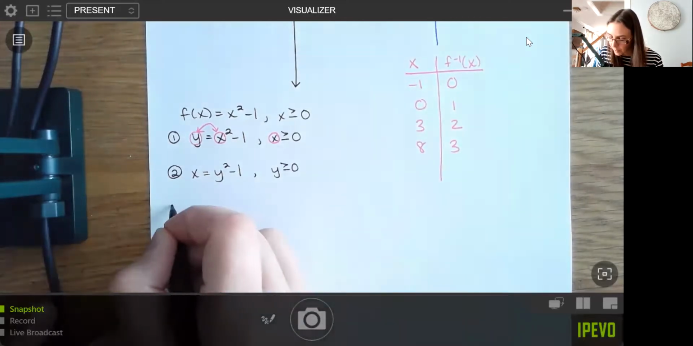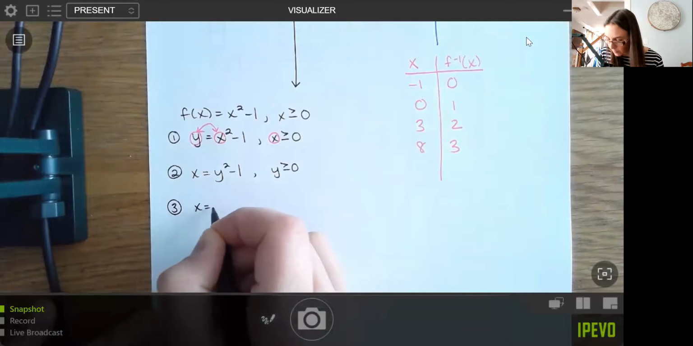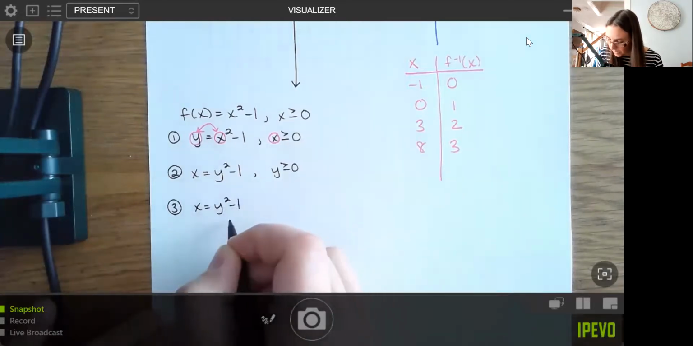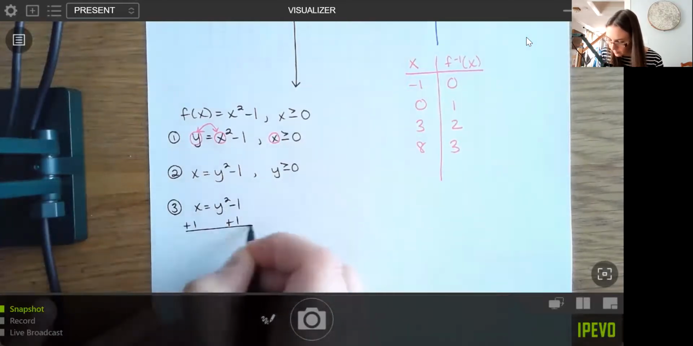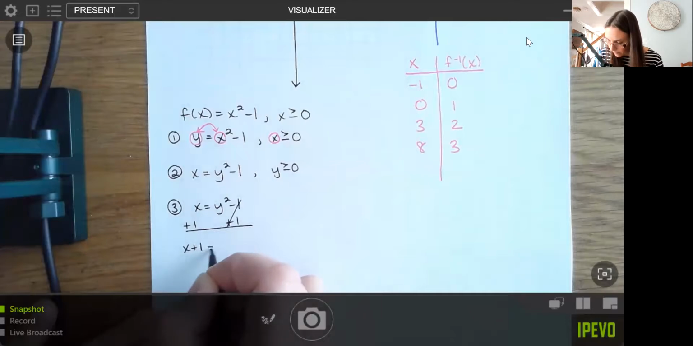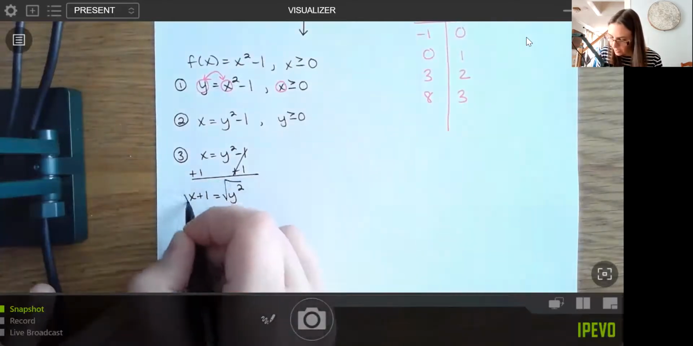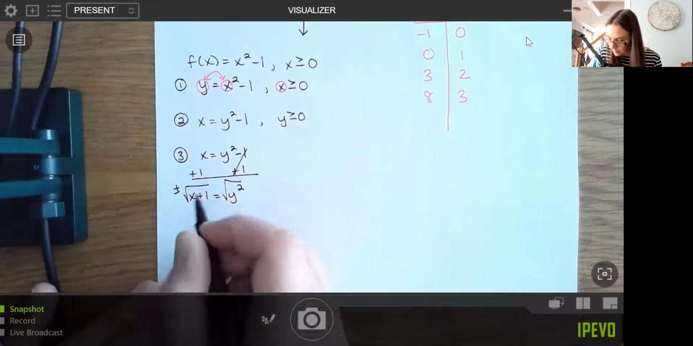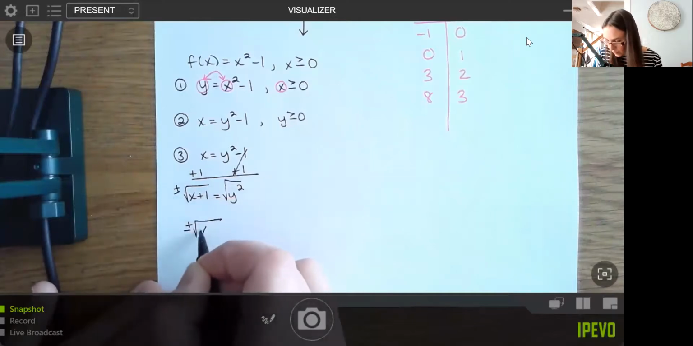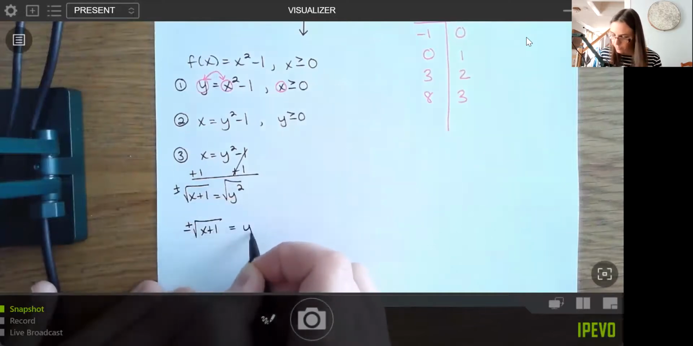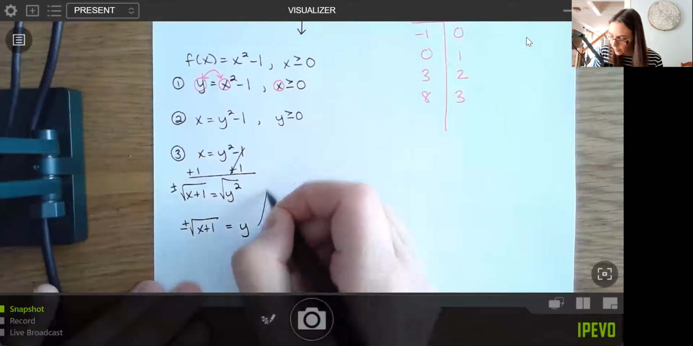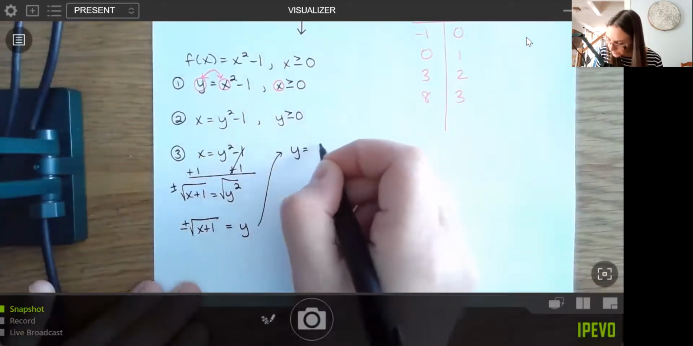And now I'm going to solve for y. So I'm going to add 1 to both sides, and I'm going to take my square root. Don't forget, it's an even root, so it's plus or minus. And now I'm just going to rewrite it up here so we can see it a little bit clearer.